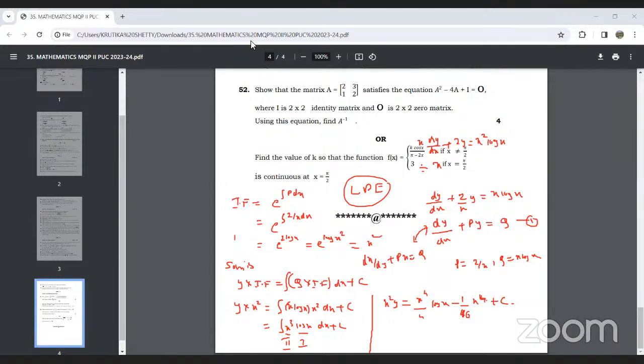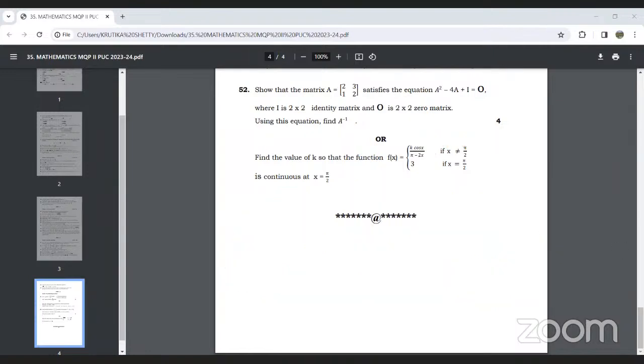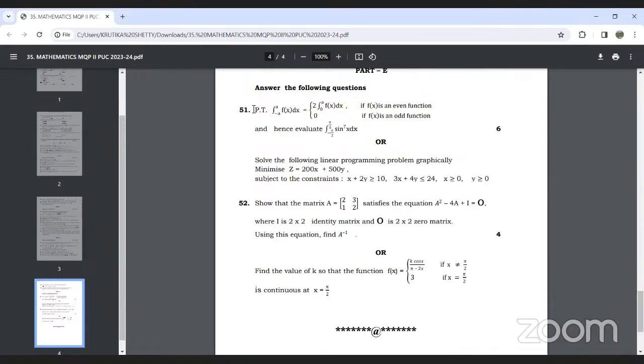Okay, next we will be discussing part E, the last part of this paper. Part E, pay attention. Okay, so see question number 51. In question number 51 you have two options. Either you can solve the question on integration or the question on LPP. Okay, so LPP maximum questions we have covered. This 51 I will be discussing. Here you have to solve either one of these two, either A or B.